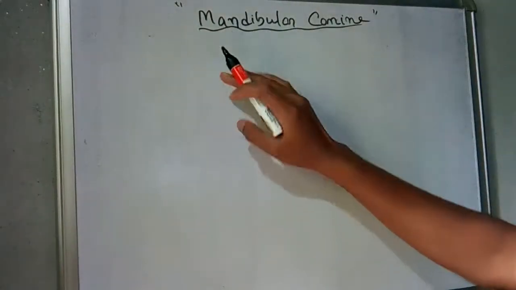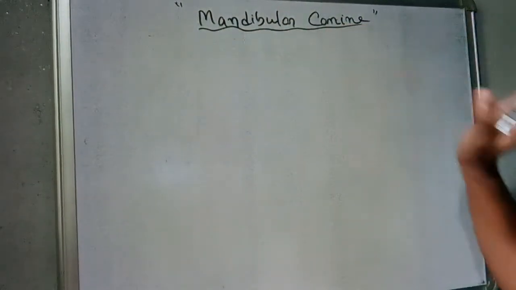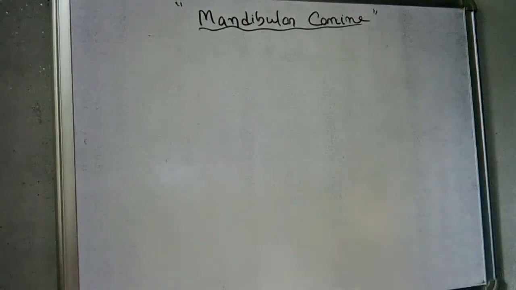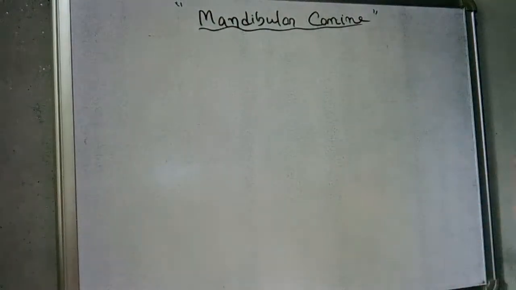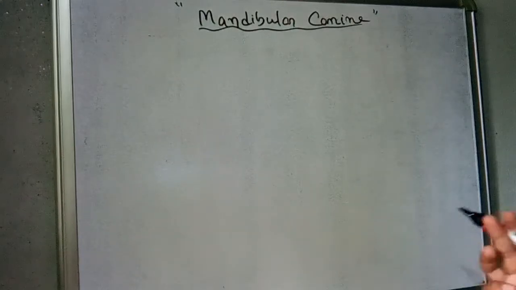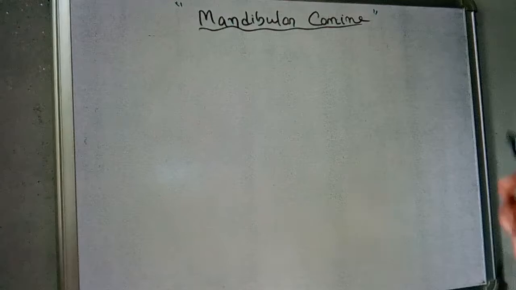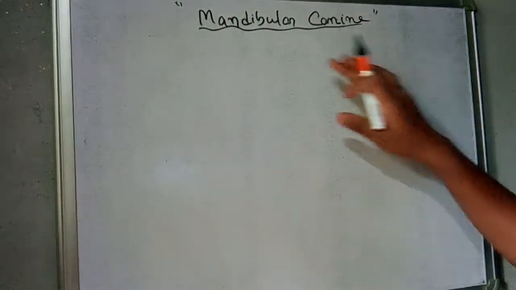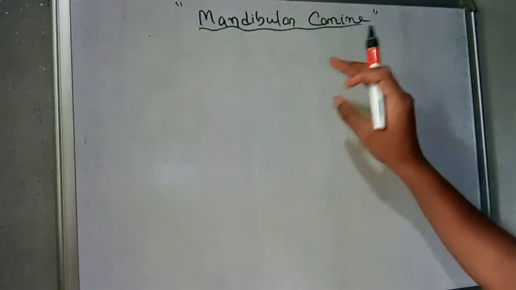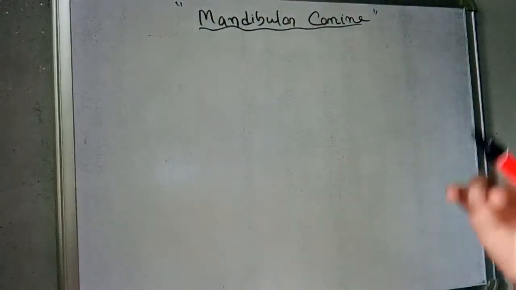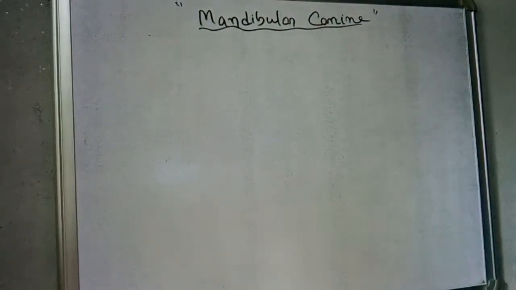So today in this video we'll discuss the mandibular canine. There are two mandibular canines. There are a total of four canine teeth in our mouth: two in the maxilla and two in the mandible. The mandibular canines are two in number, one in the right quadrant and one in the left quadrant.